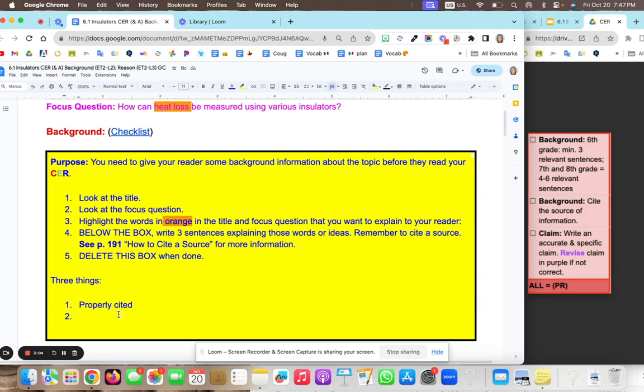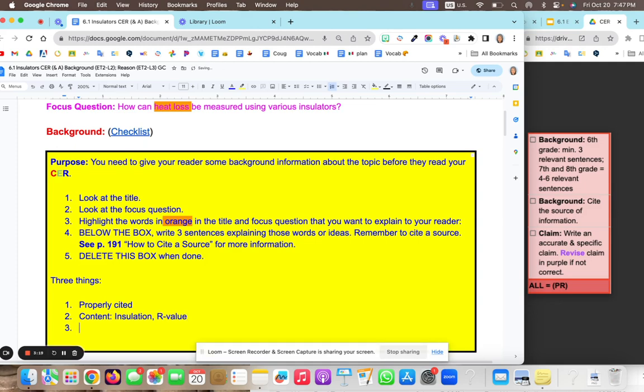The second thing is I'm actually looking at the content. So in this case, you would be giving me sentences about what is insulation, what is R value, maybe something about heat loss. And the third thing I'm looking for is, do you have the minimum number of sentences? So have you said enough on the topic? Once again, for 6th grade, the length needs to be a minimum of 3 sentences.